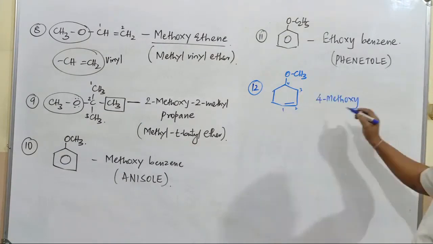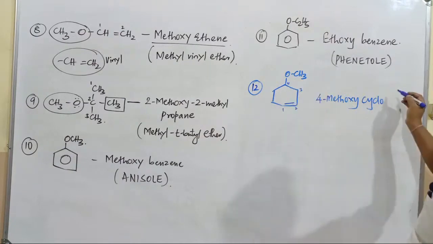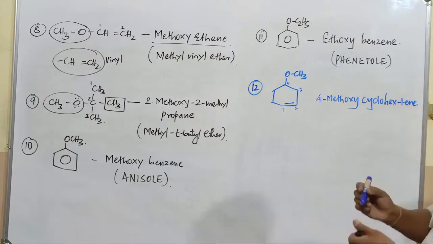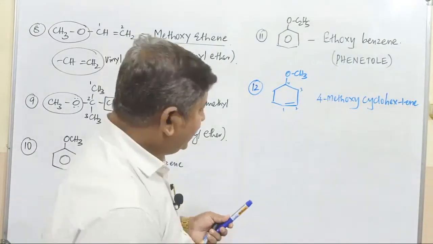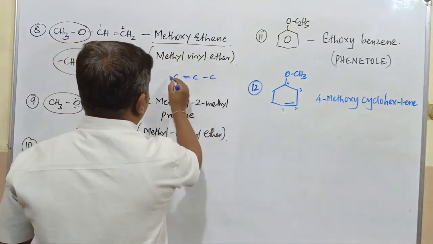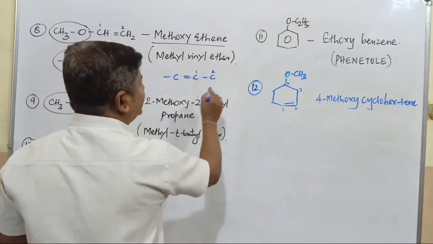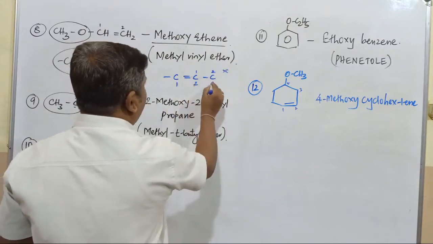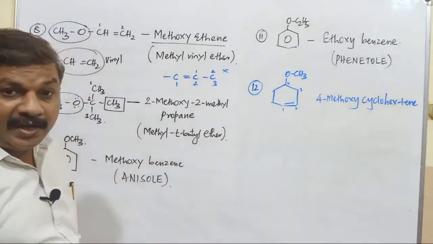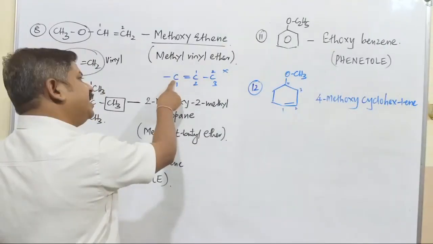And cyclo. Total carbon atoms are 6, so hex-1-ene. And here in the double bond, both the carbon atoms should get continuous numbers. Suppose if the chain is like this, you cannot start the numbering from here, that is going to be incorrect. Both the carbon atoms of the double bond should get continuous numbers. You cannot go 1, 2, 3, 4, 5, 6 like this. This is wrong.